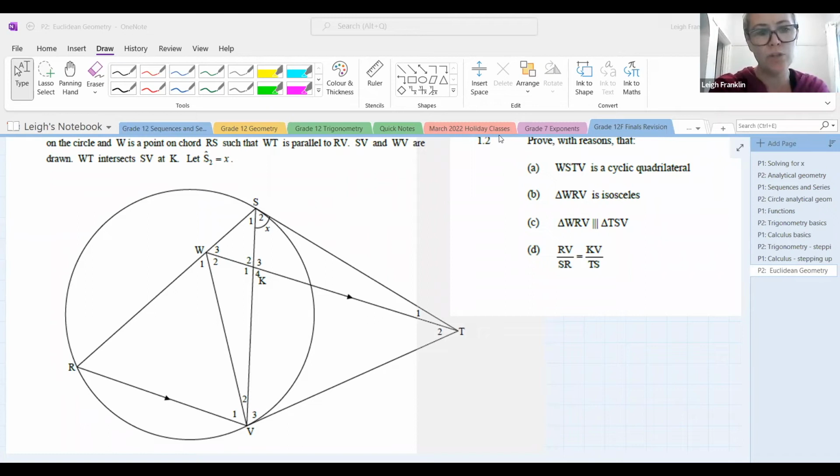All right, and now what you're going to do from SV is you're going to follow the lines to the circle. Okay, what angle is sitting at the circle? Angle?